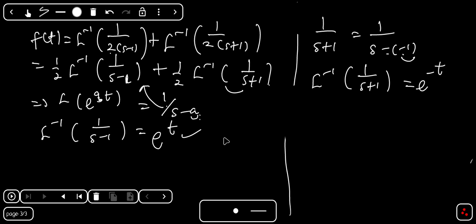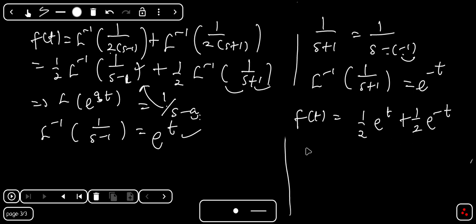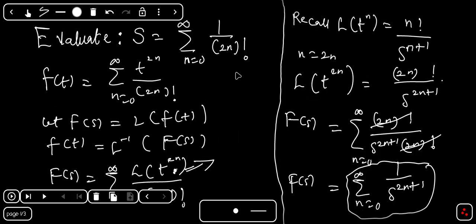All right, so since we have the inverse Laplace of this and this, let's bring the two answers together. So we are going to have f of t is equal to 1 over 2 e raised to the power of t plus 1 over 2 e raised to the power of negative t. So that is f of t. But our main goal is to know the value of this sum. Now, s will be equal to f at t equal to 1, because if you substitute 1 here, we are going to have the sum of 1 over 2n factorial of n from 0 to infinity.